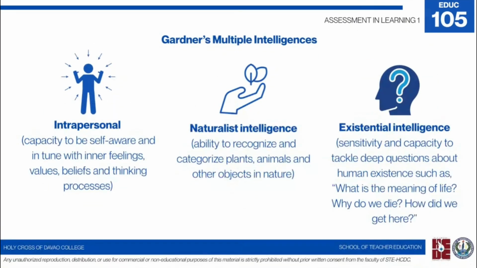Okay, we now arrive at the final three intelligences in Gardner's framework. We have this intrapersonal intelligence. This is the capacity to be self-aware and in tune with one's inner feelings, values, beliefs, and thinking process. So self-smart learners are deeply reflective individuals. They understand themselves well, are highly introspective, and are often drawn to independent work like journaling and personal goal setting.